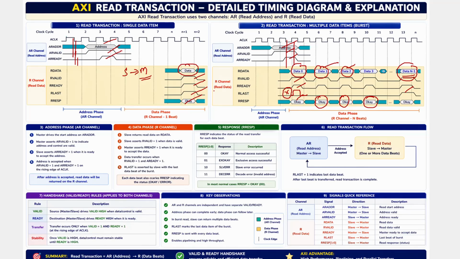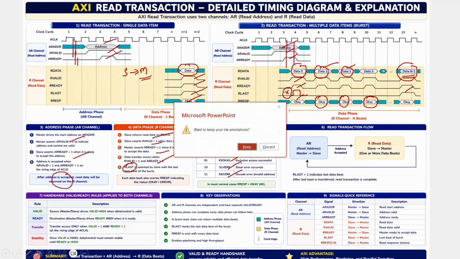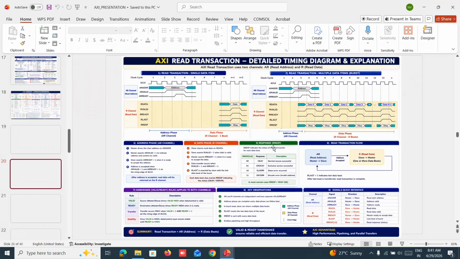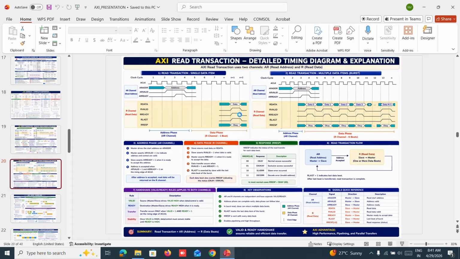Same thing: the master drives the address signal and the valid signal, and the ready signal should be sent by the slave. Then only will we accept the data. After accepting the address, the slave will return the R data. The valid signal should be maintained high by the master, and the ready signal should be sent by the slave, so then the data transfer happens. R last is accepted whenever your last data is transferred. The response signal is the OKAY response, EXOKAY response, slave error or decode error. Any doubt? So all the write and read transactions happen properly depending upon the valid and ready signals.